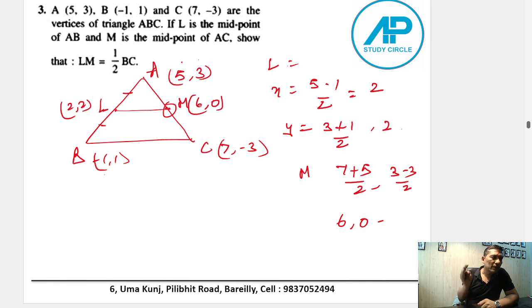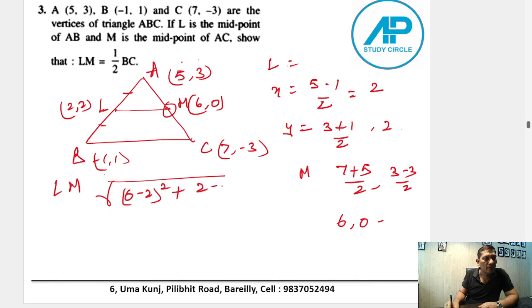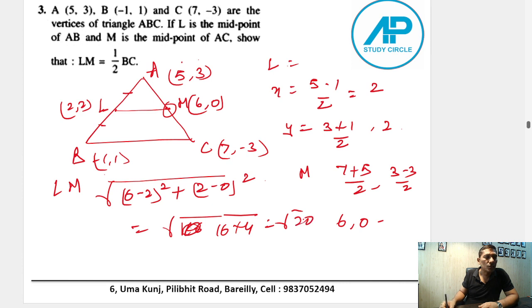Now you should keep on putting values in your diagram. You should not write things just like that. Make a diagram, mark points on that. I have to show LM is half of BC. Actually distance formula has been removed from the syllabus, but still I can use it here. I can find the length of LM. I hope you remember the distance formula: x1 minus x2 whole square plus y1 minus y2 whole square. This gives me 16 plus 4, that is root 20.